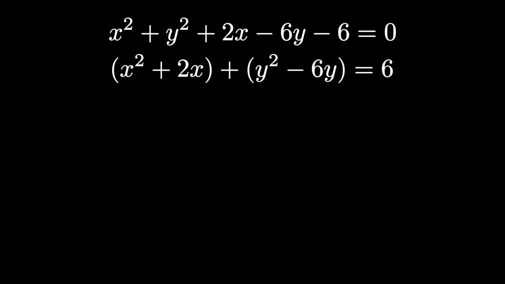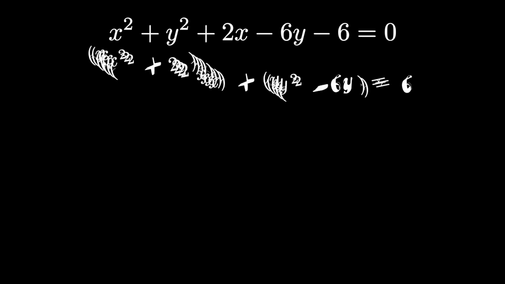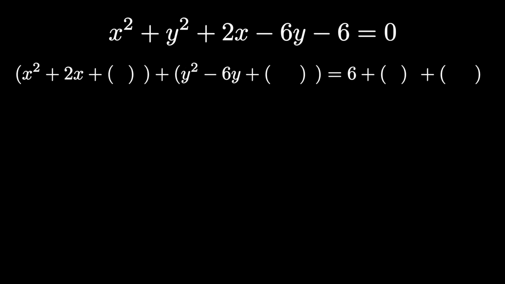Now, what we're going to do next is add 2 blanks to both sides. So it'll become x squared plus 2x plus blank plus y squared minus 6y plus blank equal to 6 plus blank plus blank. Now, why are we creating this blank? Why are we adding this?